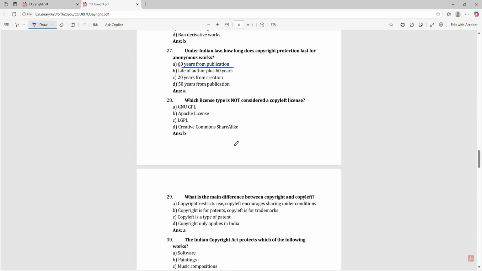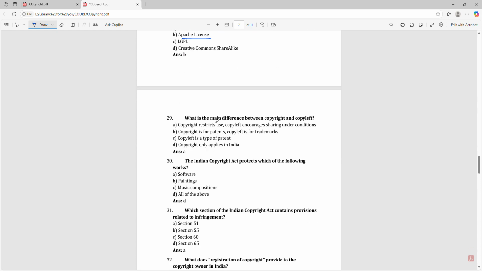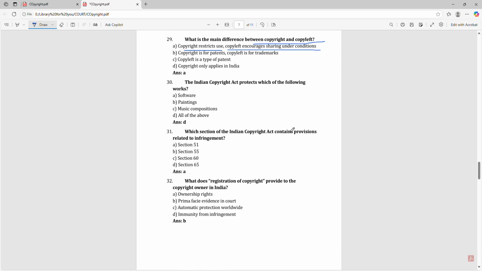Which license type is not considered a copyleft license? That is Apache license. What is the main difference between copyright and the copyleft? That is copyright restricts use, where copyleft encourages sharing under the conditions. The Indian Copyright Act protects which of the following works? That is all the above: software, paintings and the music compositions.